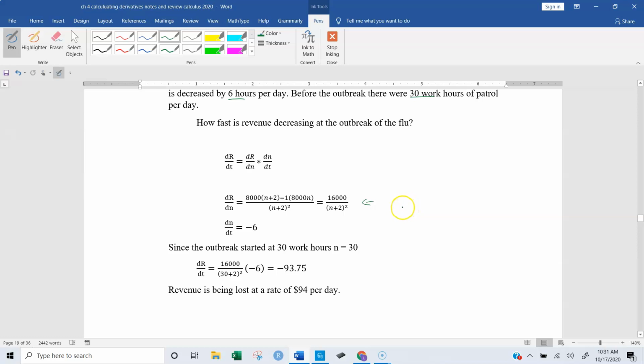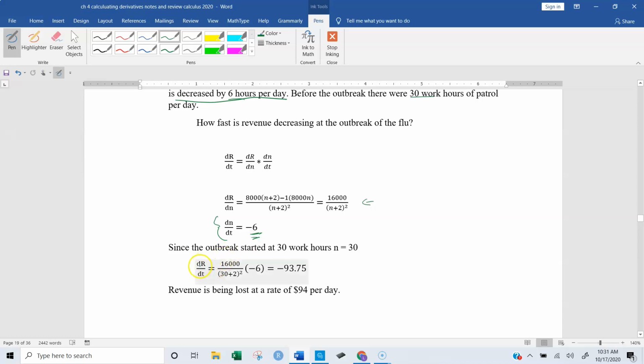Okay, the derivative of n with respect to t. So how is n changing with time? This is actually from the reading. It said it was decreased by 6 hours per day. So that's not math, that's reading to figure out what you're doing. So my derivative of n with respect to time is decreasing by 6. So it's just negative 6. I hope you're good to this point.